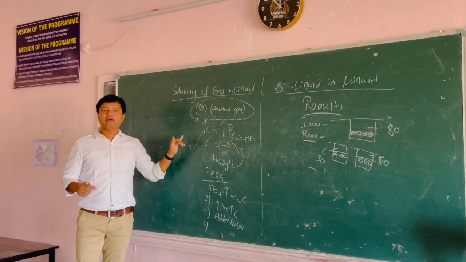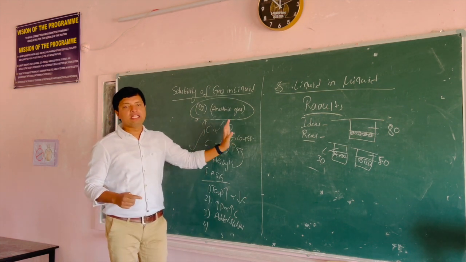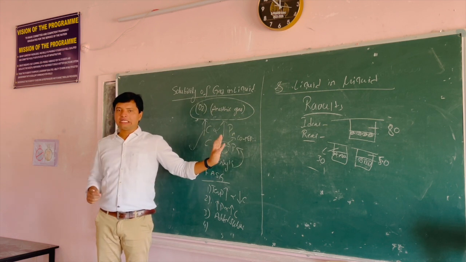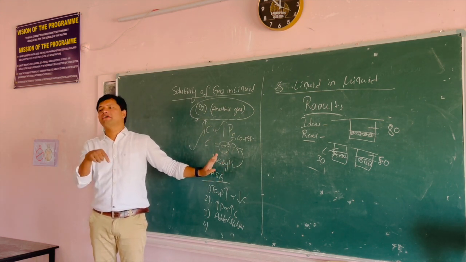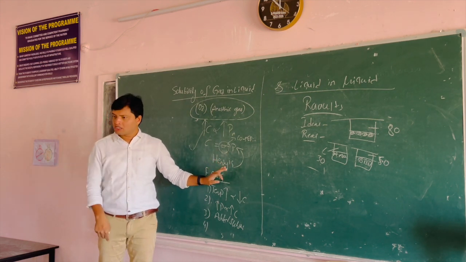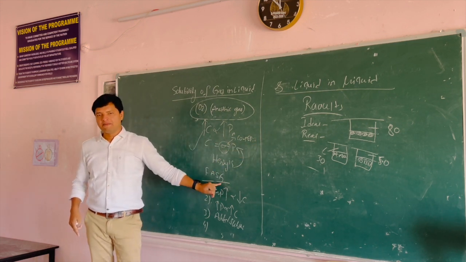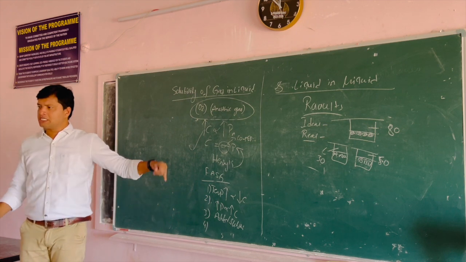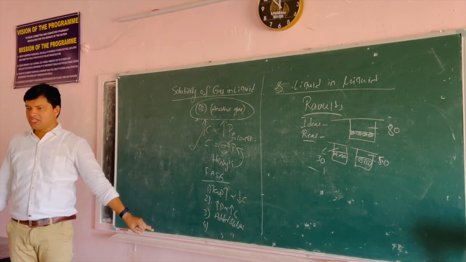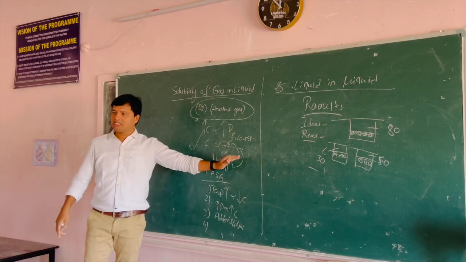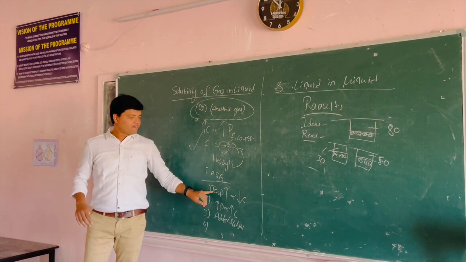The solubility concentration of a gas will increase if we increase the pressure. Remove the proportionality sign, keep some constant, that constant is the solubility constant of a gas. Because it is not constant, hence we call it a coefficient. Why is it not constant? Go to the factors. Factors affecting: temperature changes, coefficient changes. Pressure changes, coefficient changes. Identity of substance changes, coefficient changes.